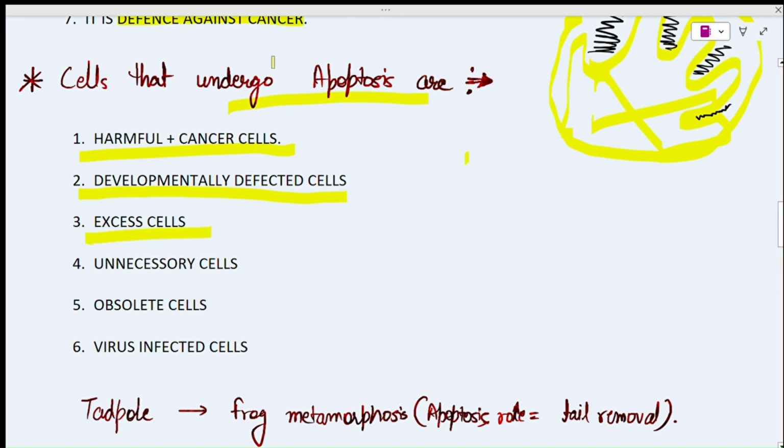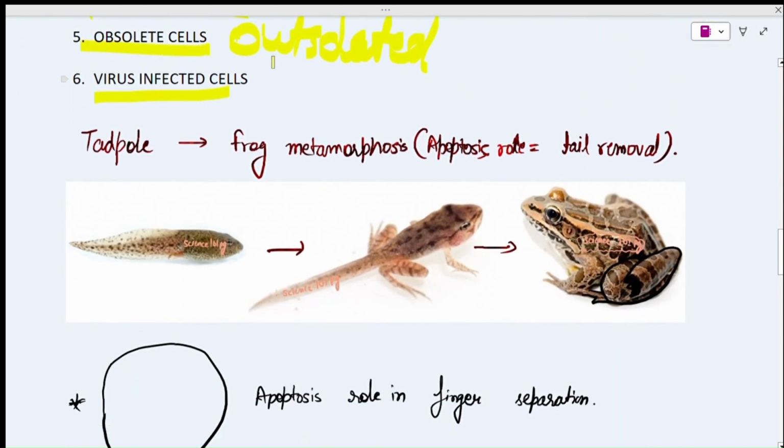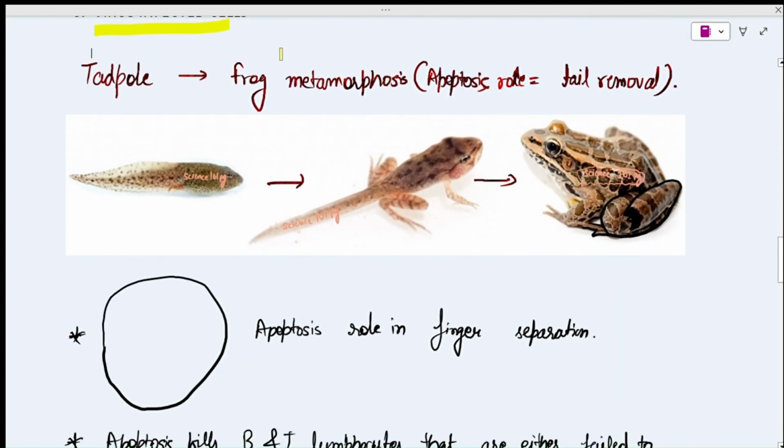Then excess cells are also destroyed by apoptosis. Unnecessary cells, obsolete cells, these are outdated cells. Outdated means they are of no use to us. Then virus infected cells also undergo apoptosis. And in animals, if you take the example of a tadpole which develops into a frog through metamorphosis, the role of apoptosis is the tail removal. See, this tail is removed with the help of apoptosis, and this tadpole will grow and turn into a frog.